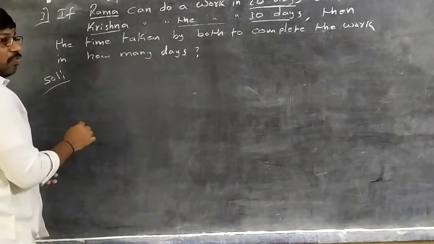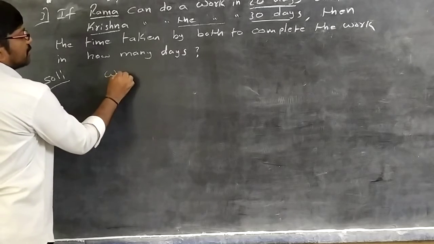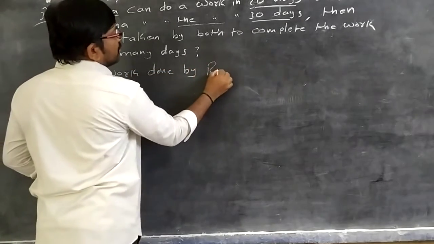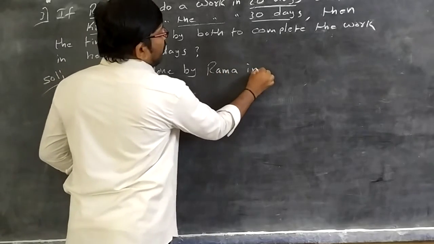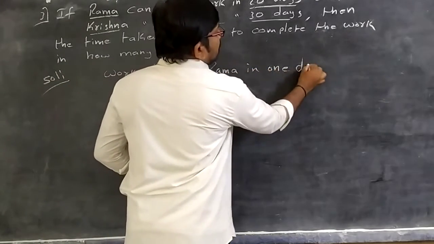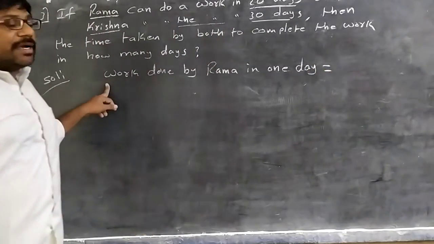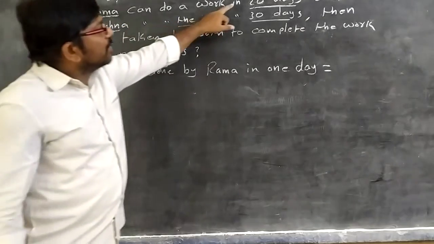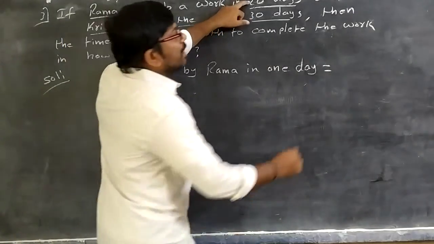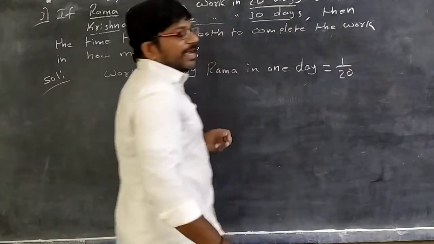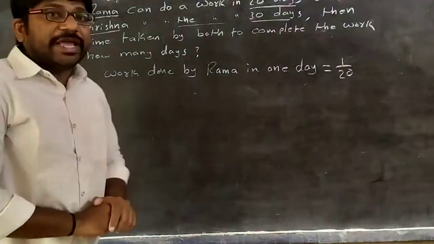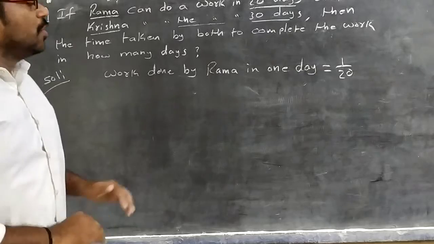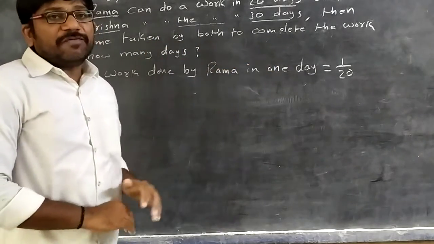The portion of work done by Rama in 1 day. In 1 day, how much portion is completed? The total time is 20 days, so in 1 day, 1 by 20. We should write the portion of work done in 1 day. Before doing such types of problems, especially in time and work, we have to convert into 1 day portion of work, right?